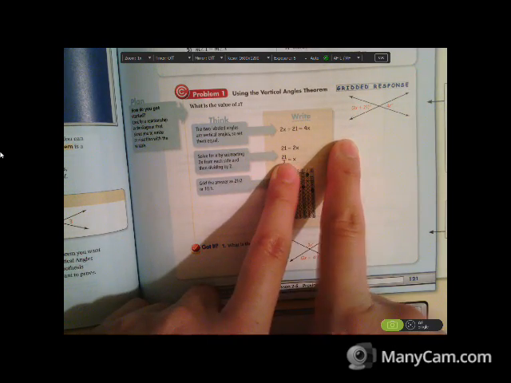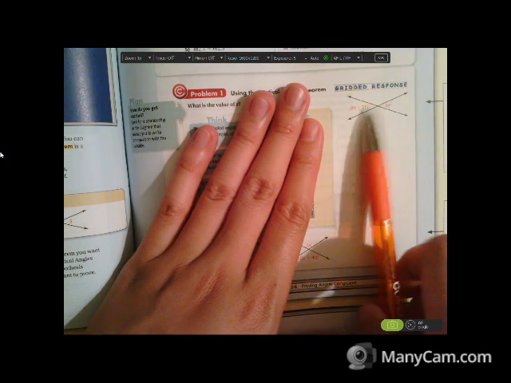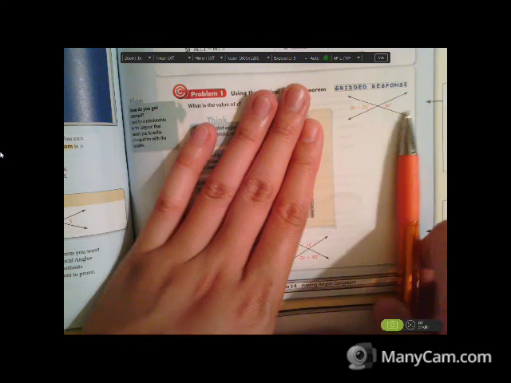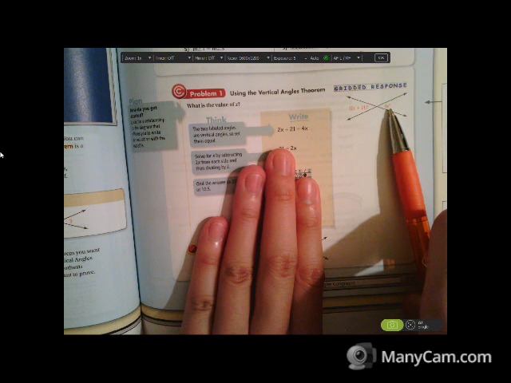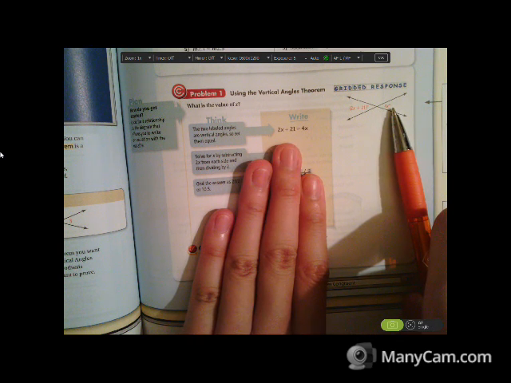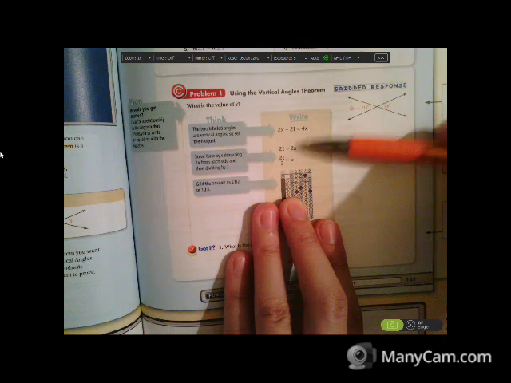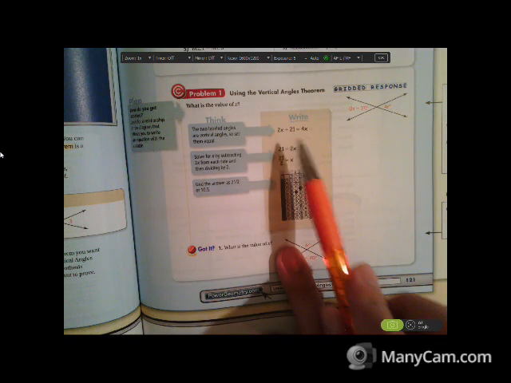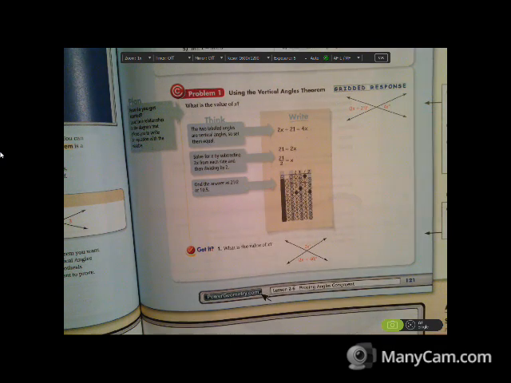Alright, problem 1. What is the value of x? Our first step is, let's look at these 2 angles. We know that these 2 are directly across from each other, so therefore they're vertical. If they're vertical angles, that means they're equal to each other. So we know that 2x plus 21 equals 4x, because they're vertical. Now we can solve for x. Subtract 2x on both sides, then divide by 2, and then you get 21 halves equals x. So we're able to set these 2 equal to each other because they're vertical angles. So why don't you try the got it?